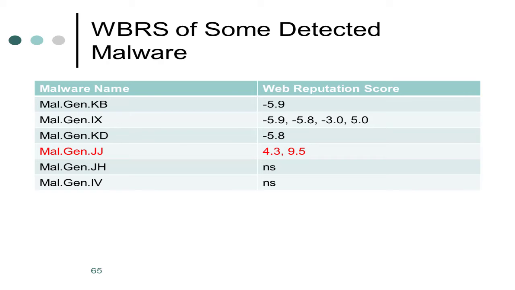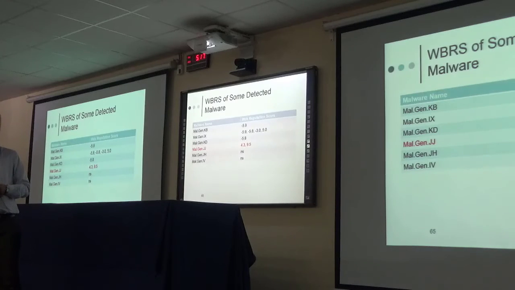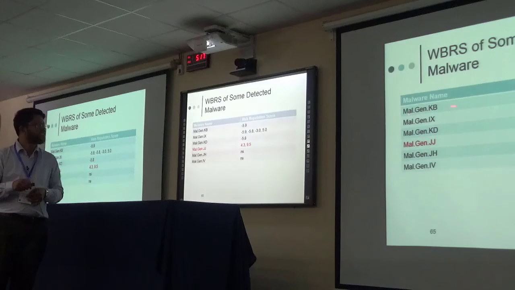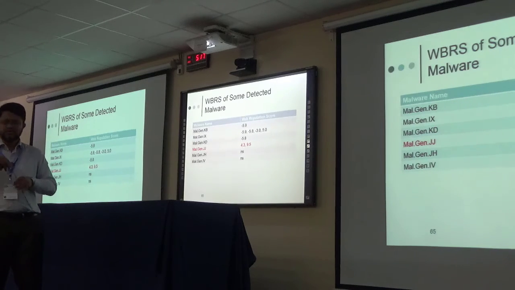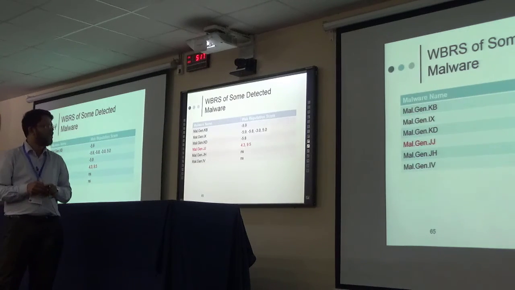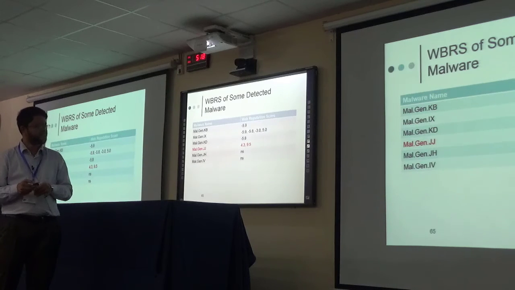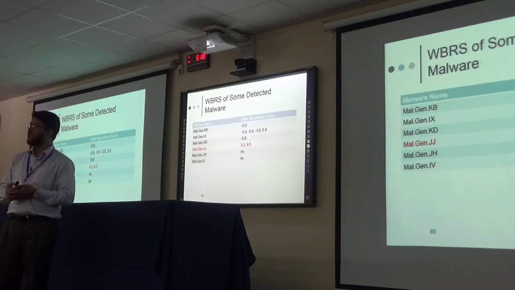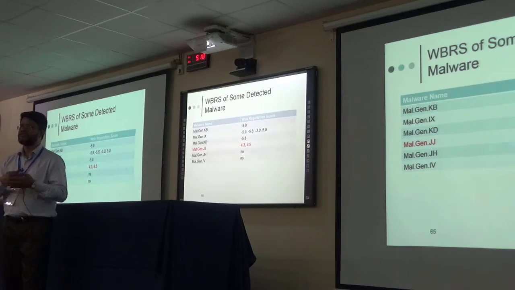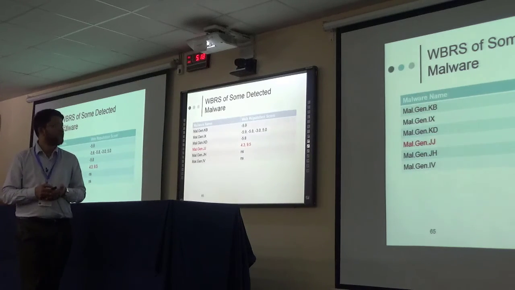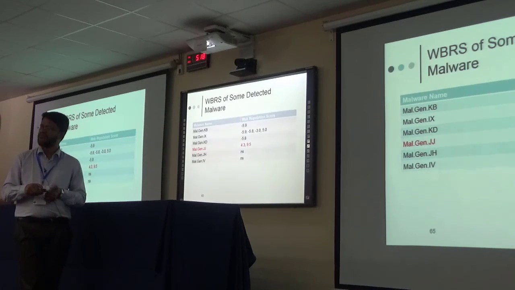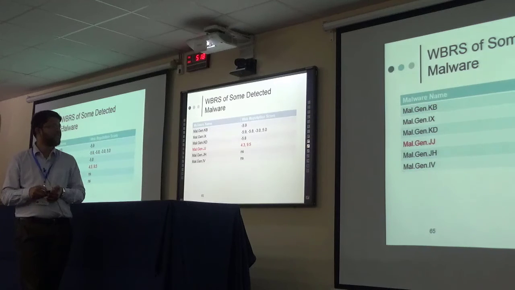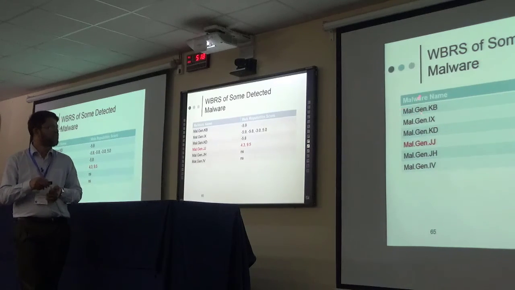So in terms of reputation score, we see the Malgen has a reputation score of -5.9. So it's almost at the boundary. And Malgen 9 has a reputation score of, this is from a database we created for different malwares and what the reputation score is for those. This is also interesting, in some cases we see positive 5, not negative. But it was a Malgen.